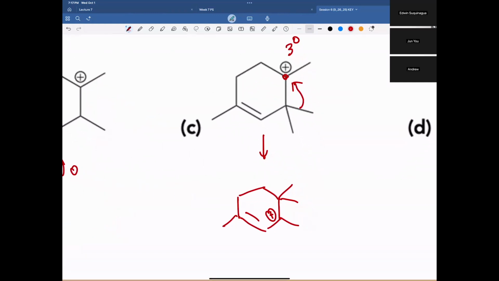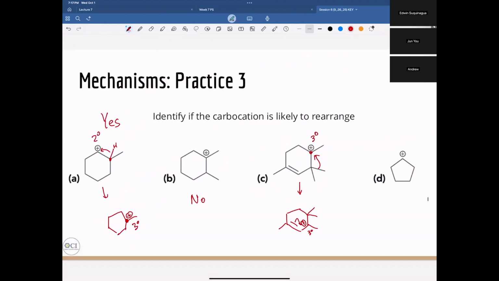And we see that this positive charge is now still a tertiary carbocation, but it's next to a double bond. And this double bond can do allylic resonance like this. And since it's resonance stabilized, this tertiary carbocation here is more stable than this one. So as a result, rearrangement is likely to occur. Okay?